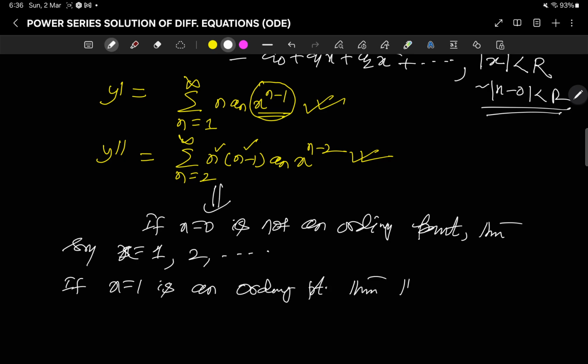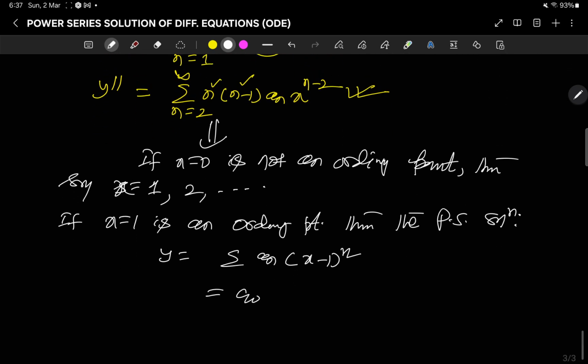then the power series solution becomes y is equal to summation of an x minus 1 to the power n. Okay, and we write it as a0 plus a1 into x minus 1 plus a2 into x minus 1 whole square. So it will be like this. This x minus 1 will be continued in that way. It shouldn't be disturbed. Okay, we will see accordingly.